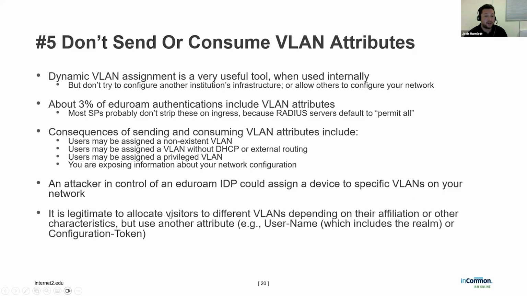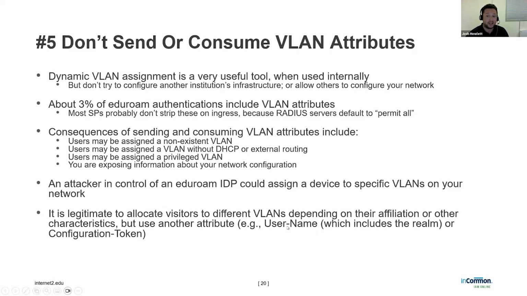It is perfectly legitimate to allocate visitors to different VLANs depending on their affiliation. So you might see a request come in for a user from another institution, and it's perfectly legitimate to place that user using dynamic VLAN assignment onto some other VLAN separate from a VLAN that your own eduroam users might use. But if you're going to try and do that across campuses, and there are very few, I think, cases where this is necessary, use some other attribute to signal that.